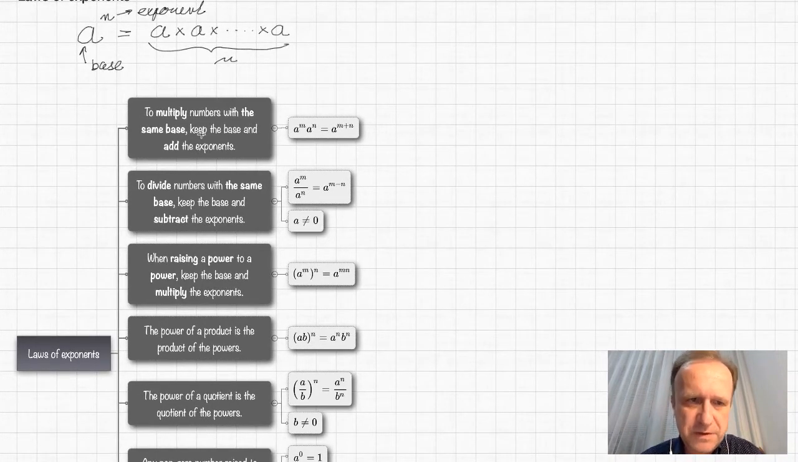So the first law is here: to multiply numbers with the same base, keep the base and add the exponents. So here is the law: a to the power of m times a to the power of n equals a to the power of m plus n. Now, to show you why this makes sense, let us do it with a simple example. Imagine you have a to the power of 3 times a to the power of 2.